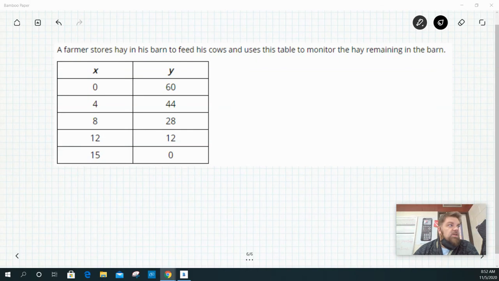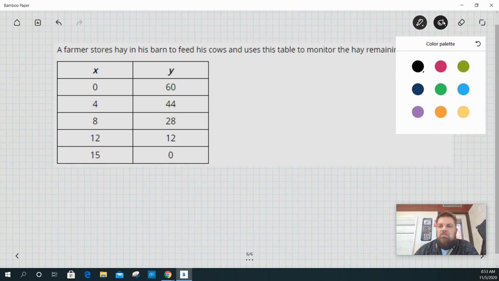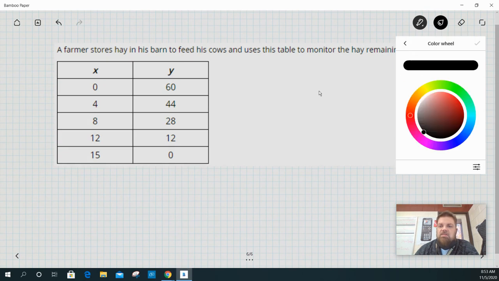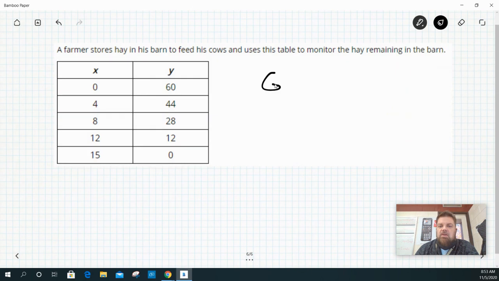So now for this question, it says that a farmer stores hay in his barn to feed his cows and uses the table to monitor the hay remaining in the barn. So this is like a function that tells us over time how much hay he has left. So basically, we want to graph this. Okay, so we're being asked to graph this. So how do I graph this?